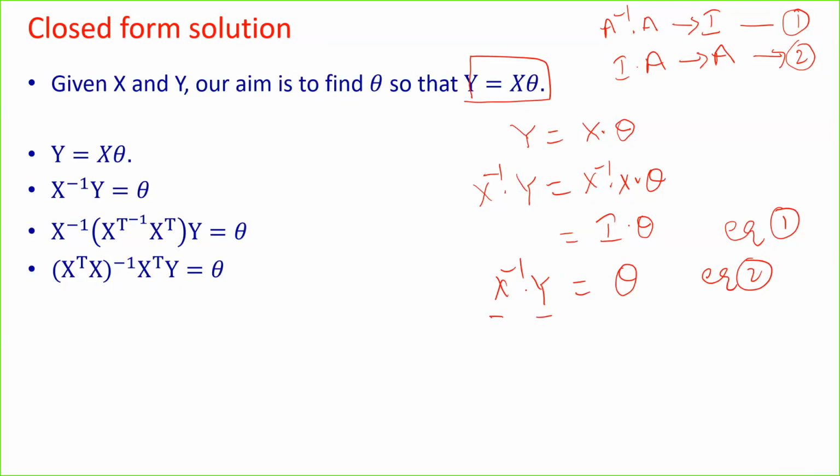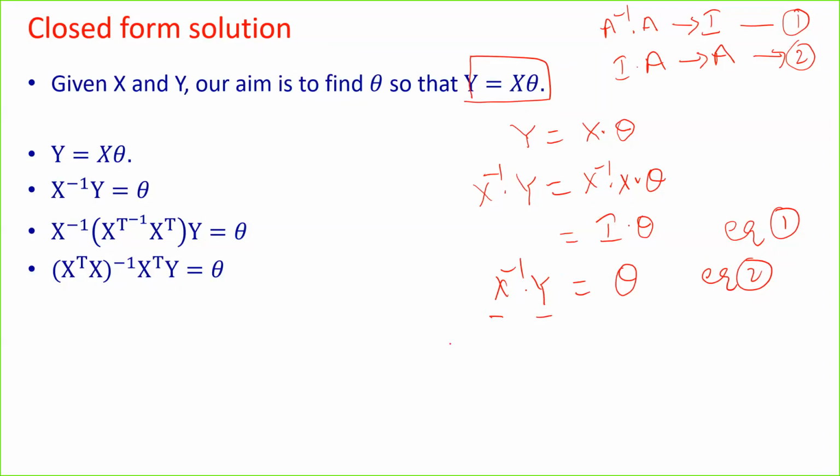But what is the problem here? The problem here is that x may not be an invertible matrix all the time, because x is not a square matrix itself, right? So this may not be an invertible matrix. So to address this problem, let us expand it further.